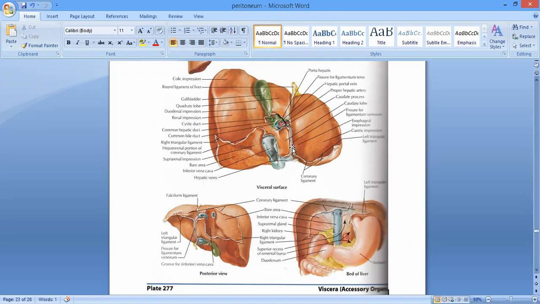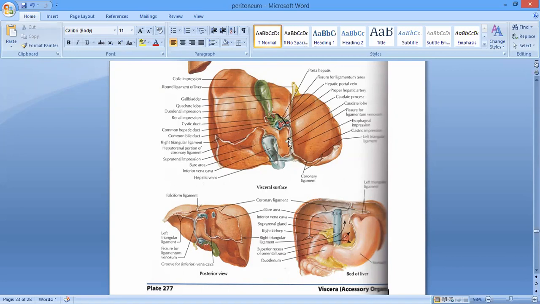This ligamentum venosum is the fibrous remnant of the ductus venosus. Ductus venosus बच्चे. ठीक है जी? Yes, ductus venosus. And ductus venosus is basically a vessel present in fetal life which shunts the blood from the left umbilical vein to the inferior vena cava. ठीक है जी? So this ligamentum venosum is the fibrous remnant of the ductus venosus.